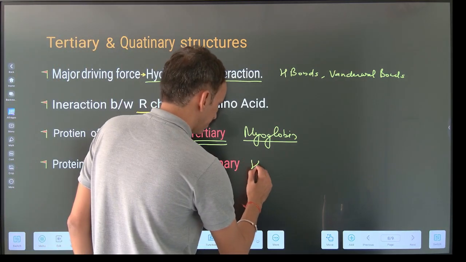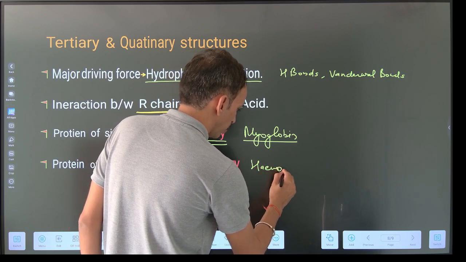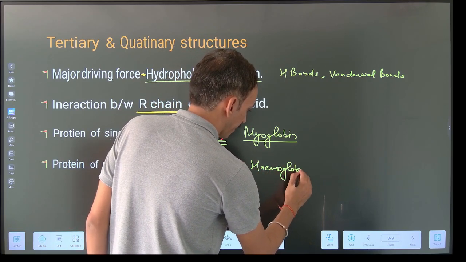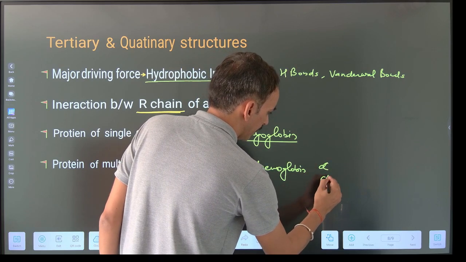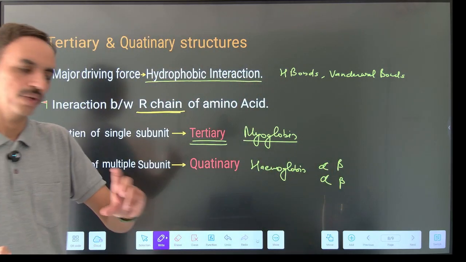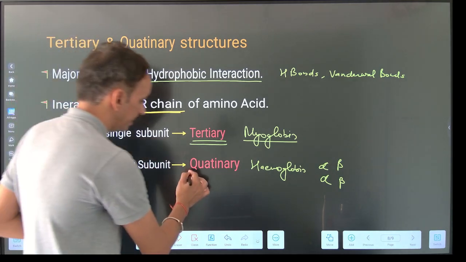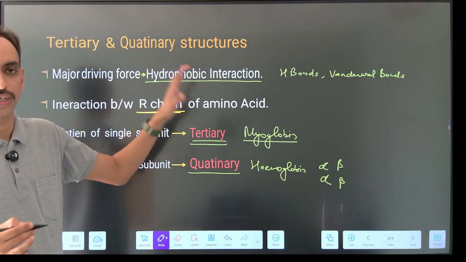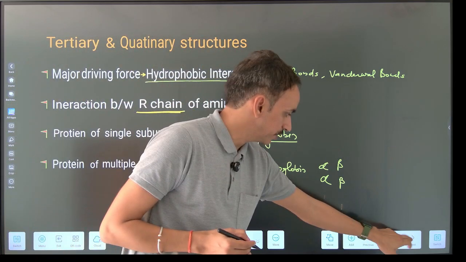We can take the example of hemoglobin over here, which is made up of 2 alpha and 2 beta subunits. So it is made up of more than one subunit, so the final structure will be the quaternary structure. So this is all about the tertiary and the quaternary structures.